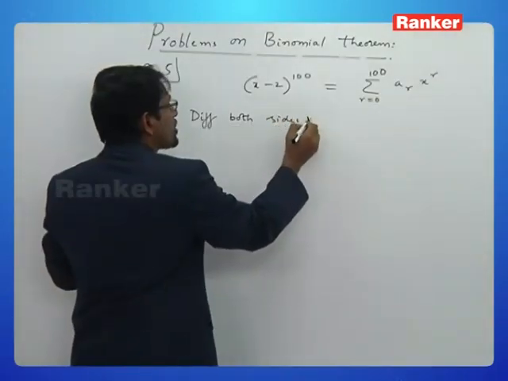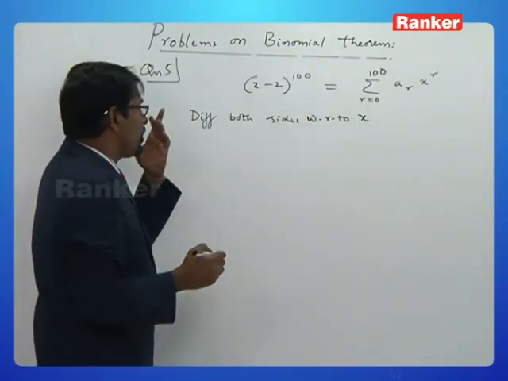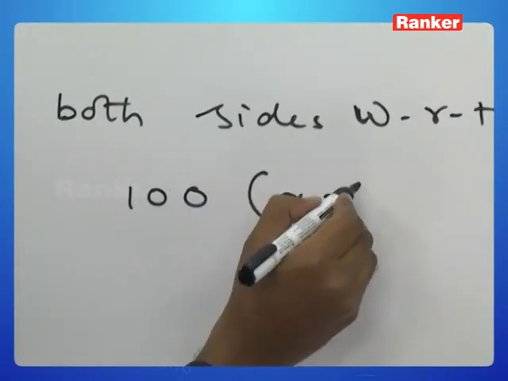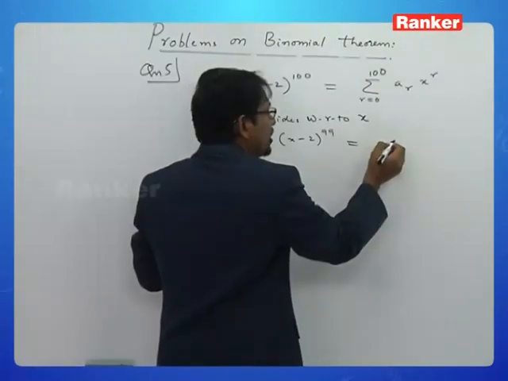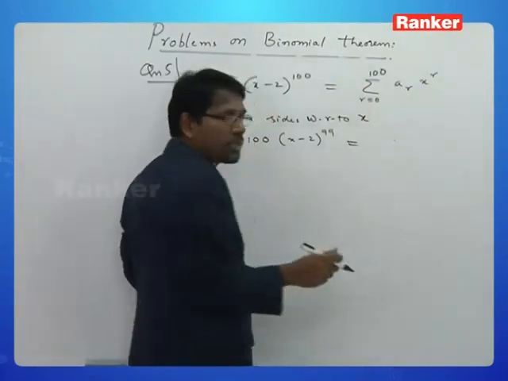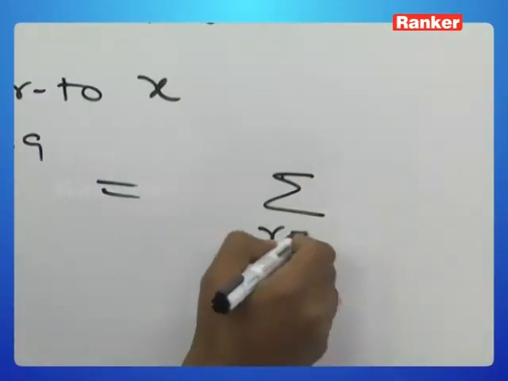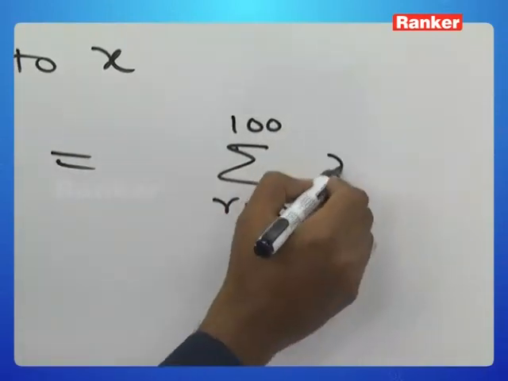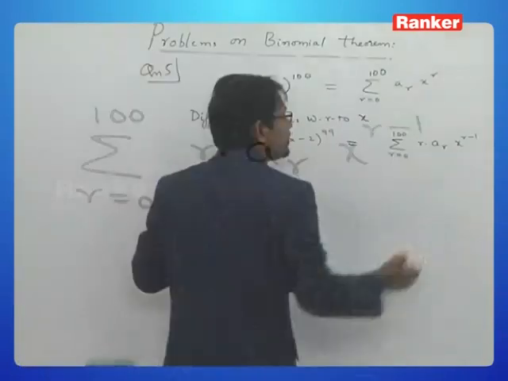With respect to x. What do we get if we differentiate? 100 into (x − 2) raised to the power 99. And what do we have on the right hand side? The derivative of a sum of functions is the sum of the derivatives. So we can actually take the derivative inside the summation. So here we have r into a_r into x^(r−1).